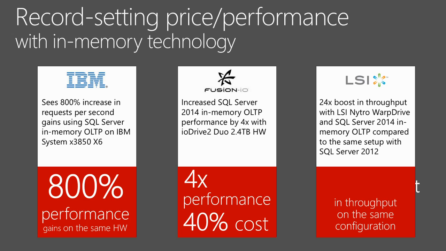Some more customers, just letting you know that this is a technology that has really been successful in real-world applications solving business problems. IBM had 800% performance gains on the same hardware. Fusion I/O, four times performance at a 40% cost reduction. LSI, again, lots of performance gains on the same hardware. Some of the storage guys that are working on the really fast storage like it because we can push them.